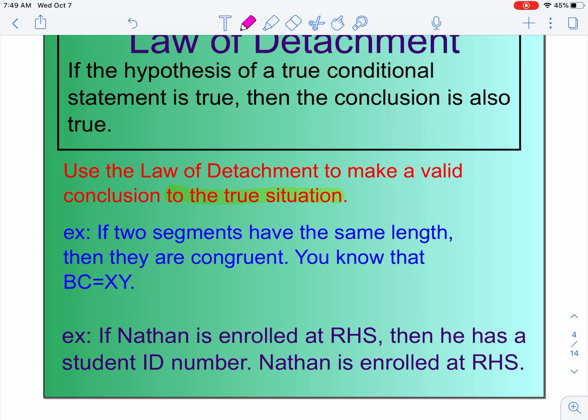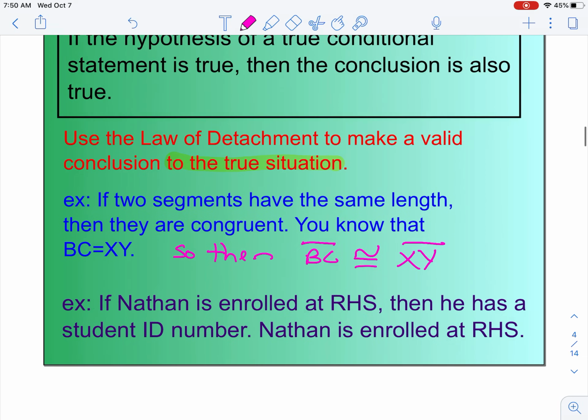So now it says you know that BC is equal to XY. So remember, capital B, capital C is saying the distance between points B and C, or the length of segment BC, is equal to XY. So what I conclude is, so then segment BC is congruent to segment XY. So I had a true statement, and now I have a specific case for that true statement.